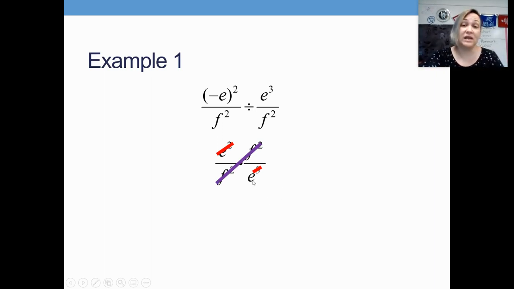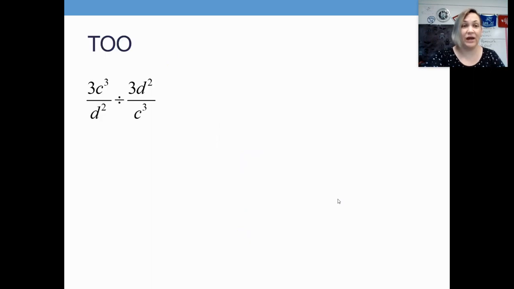Now notice that my e is under my fraction bar, and so it does need to stay below the fraction bar. So make sure that your letters stay on whatever side of the fraction bar they were originally. And since there's nothing left over on top, I'm going to put a number 1 as a placeholder. So 1 over e is my final answer. Why don't you guys go ahead and pause the video and try this one on your own. And then when you're ready, we can check and see how you did.